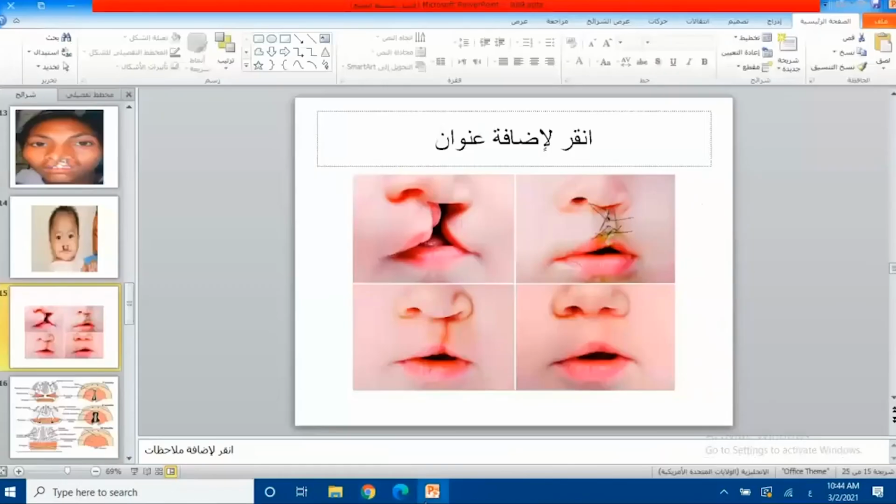What do you see in this picture? What's the kind of the cleft? Unilateral. Unilateral cleft of what? Lip, upper lip. Yes, what else? Is there any extension to the nose? Yes. Excellent. Thank you very much.